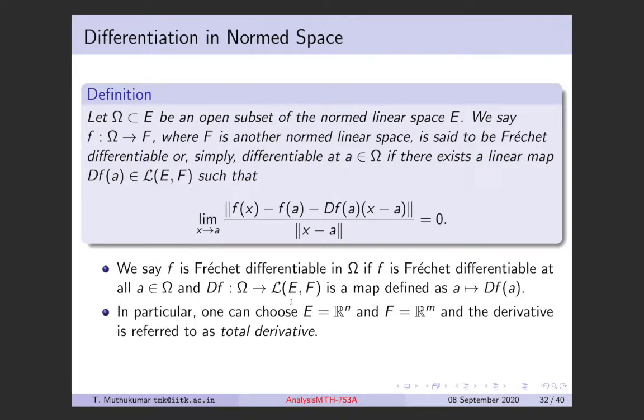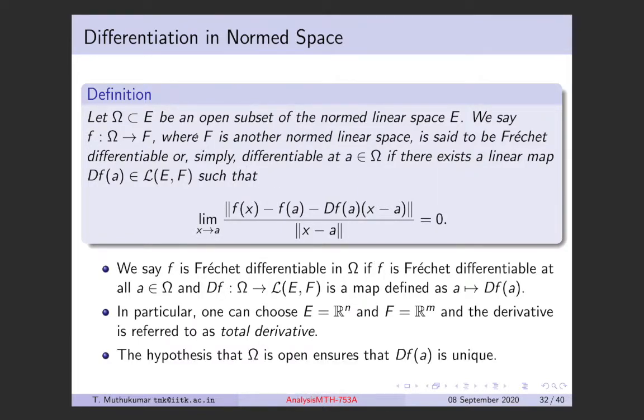Now in the special case, when these norm linear spaces are actually Rn and R, I mean the Euclidean spaces or finite dimensional spaces, but finite dimensional spaces are all equivalent. So without loss of generality, we can consider Euclidean spaces. This is what you study in your multivariable calculus or several variable calculus. This is what is called the total derivative, which is the linear approximation for a given function. So in this finite dimensional situation, this Frechet derivative is nothing but the total derivative.